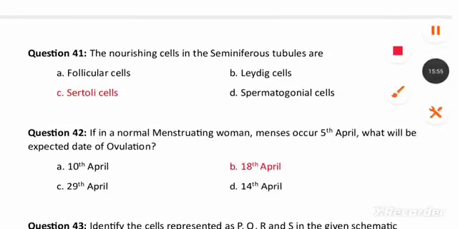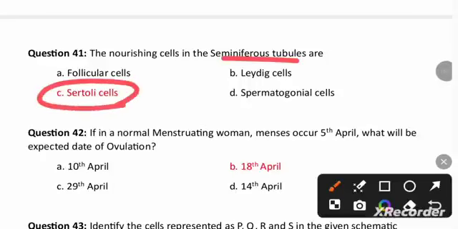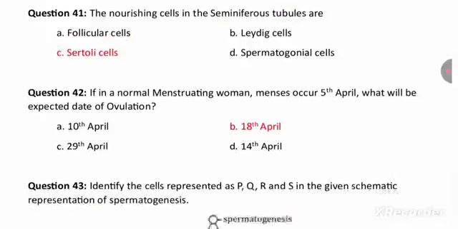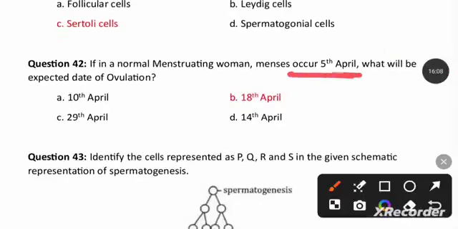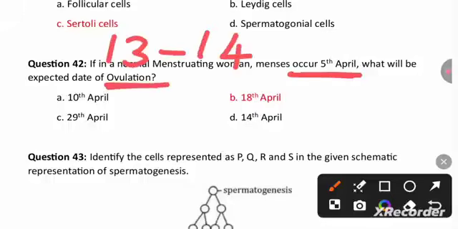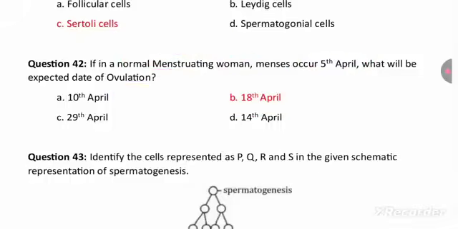The nourishing cells in the seminiferous tubules are Sertoli cells. They nourish the developing sperms in the seminiferous tubules. If in a normally menstruating woman menses occurs on 5th April, what will be the expected ovulation? Basically, ovulation occurs on the 13th to 14th day of the menstrual cycle. If we add this to 5th April, then around 18th April ovulation can happen.